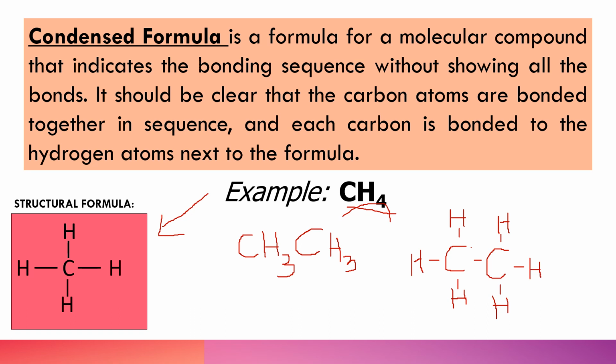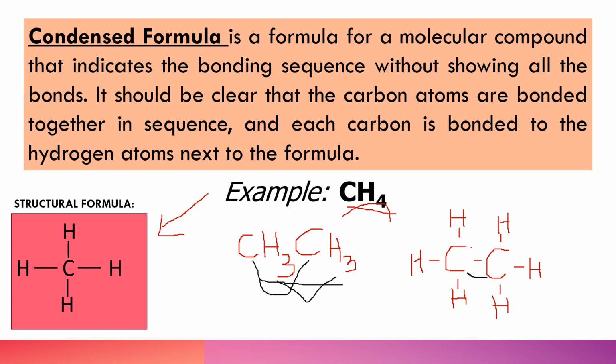Alright. So in our example, ethane, CH3CH3. So we have 2 carbon atoms and 6 hydrogen atoms. So to write the structural formula, here it is. This is the structural formula of ethane. So we have here 2 carbon atoms bonded with 6 hydrogen atoms.